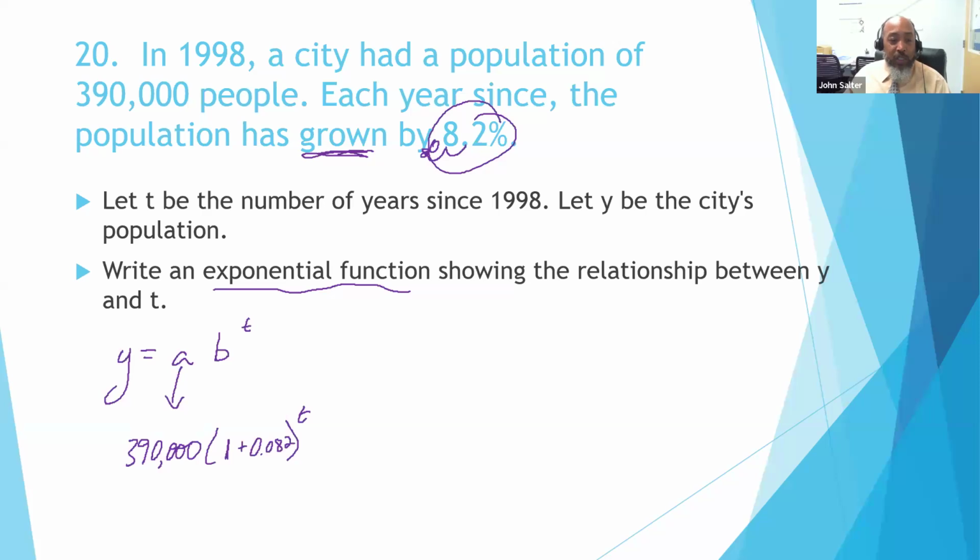Write an exponential showing the relationship between this. At most, I could simplify what's in my parentheses. So I get y equals 390,000 times 1.082 to the t. All right.